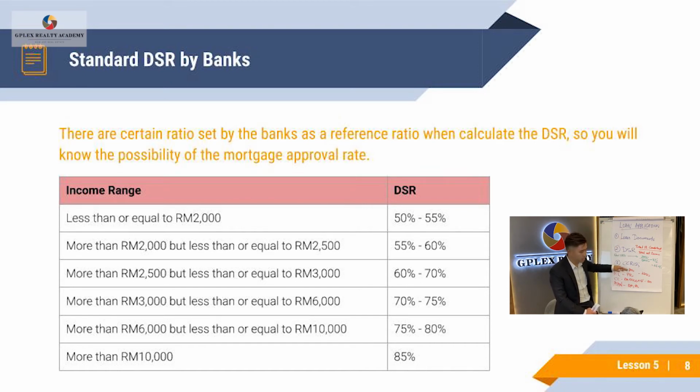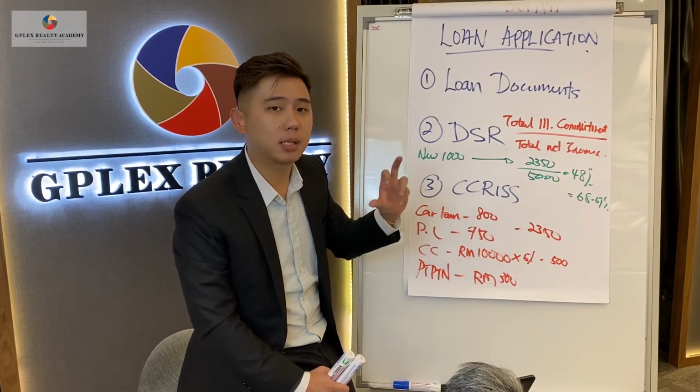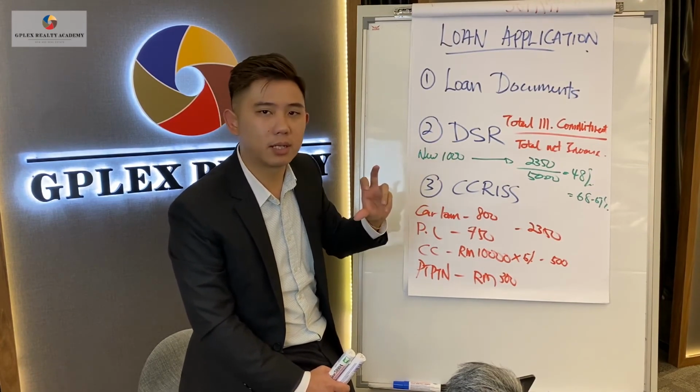Based on the chart, if let's say my income is 5,000, which is in the category of more than 3,000 but less than 6,000, my allowable DSR rate will be 70%. Which means if my DSR rate is not more than 70%, then I'm entitled to get the loan. But this is a standard bank rate. It depends on the bank. Different banks may come with something like 70 to 75%.